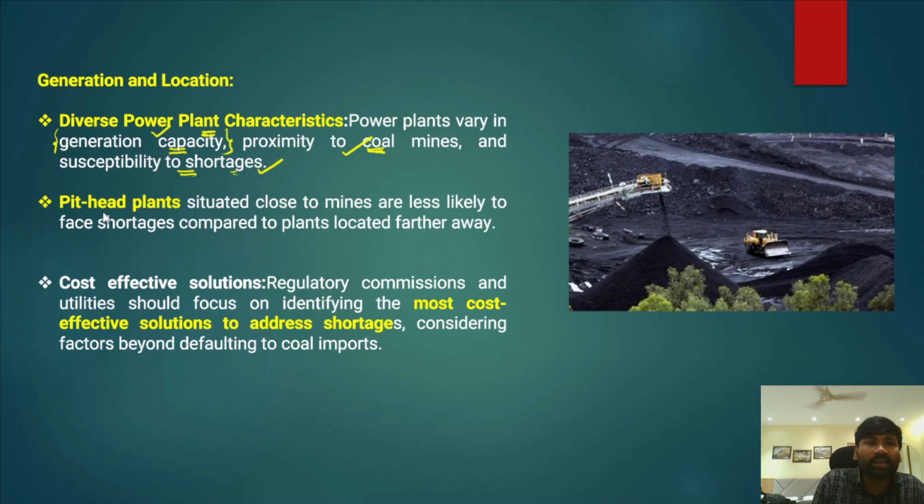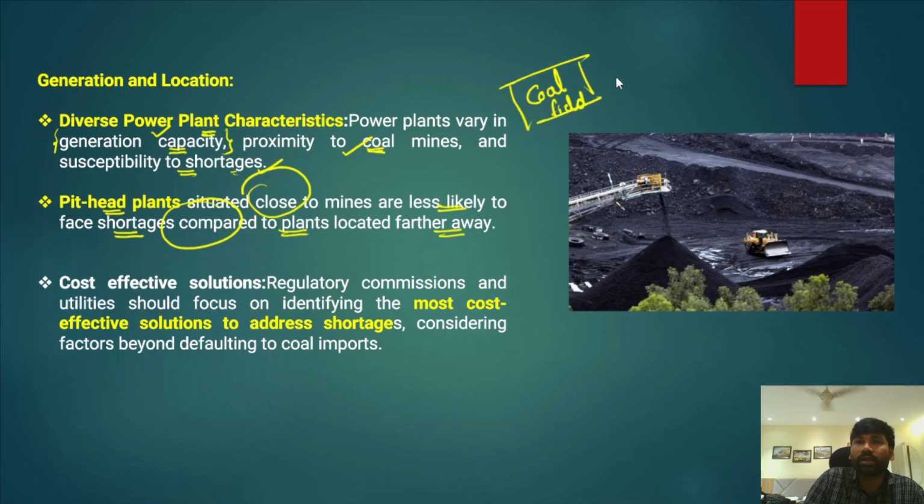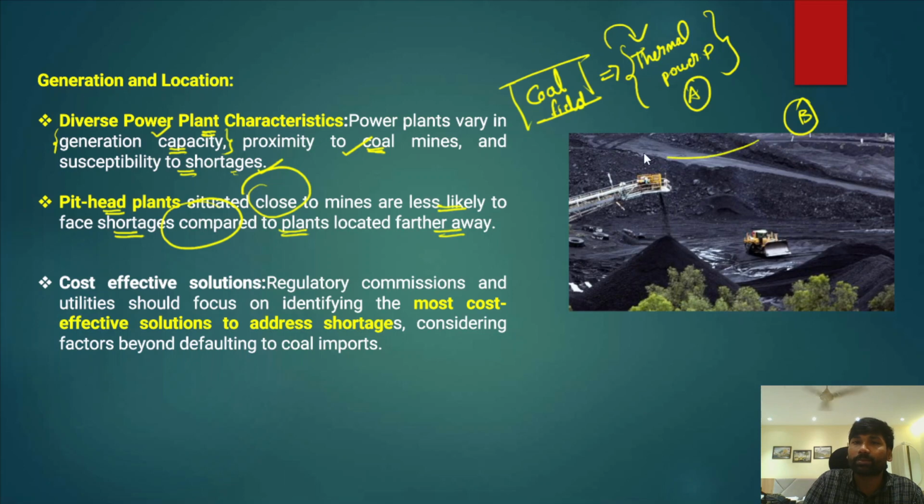Okay, and there are certain thermal power plants that have varying degrees of energy generation capacities. If you look at the pit head thermal power plants, they are situated very close to mines, and they are less likely to face shortages compared to the plants which are located farther away. For example, imagine this is a coal field, and very near to the coal field there is a thermal power plant, and this thermal power plant would be able to receive an adequate amount of coal for producing electricity. On the other hand, if another power plant B is located far away, it would be difficult to receive the coal. It would be difficult to meet the shortages of coal.